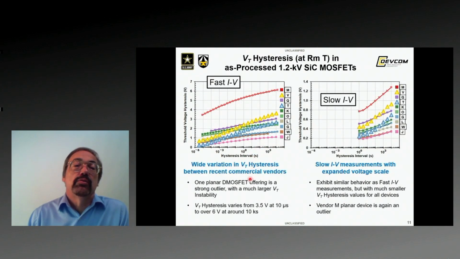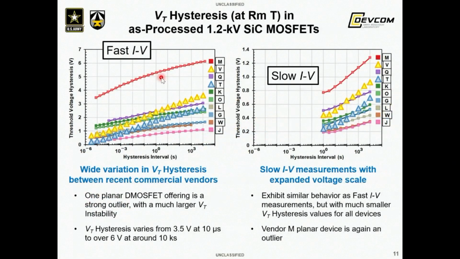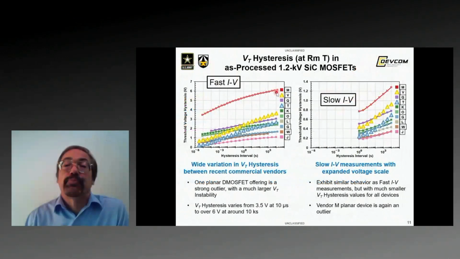Yeah, I want to point out that there's one planar DMOSFET offering that is a strong outlier compared to all the rest of the devices from the different vendors. It has much larger VT instability. It has instability about 3.5 volts at 10 microseconds and over 6 volts at around 10,000 seconds.